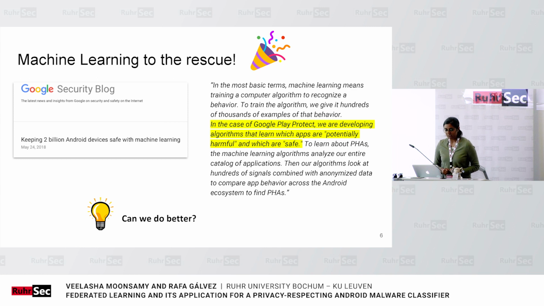It says machine learning means training a computer algorithm to recognize a behavior. To train the algorithm, we give it hundreds of thousands of examples of that behavior. Okay, you have these examples because you're also hosting the Google Play Store. In the case of Google Play Protect, we're developing algorithms to learn which apps are potentially harmful and which are safe. So they are using machine learning to develop algorithms.